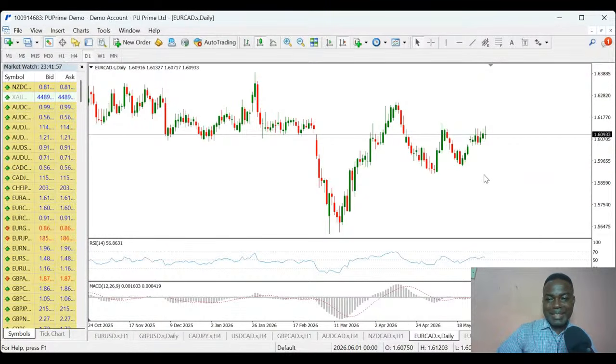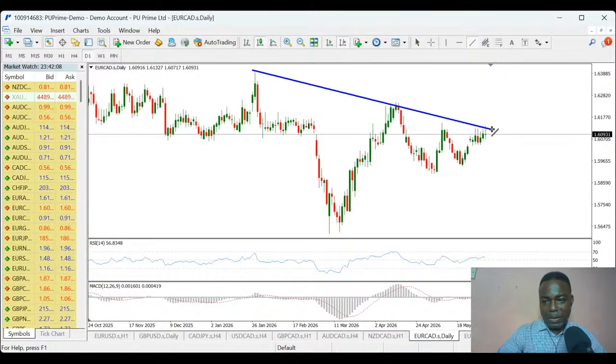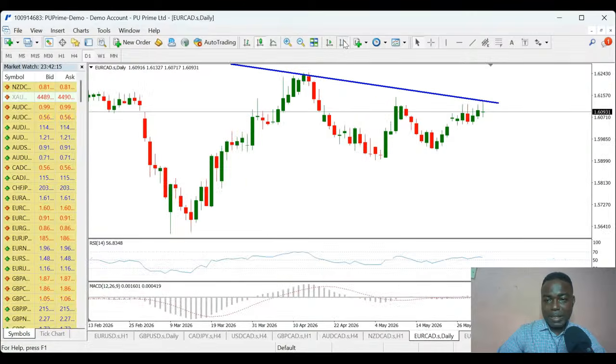The Euro card is the next one I'm looking at, and this is the Euro card on the daily time frame. On one angle, just like the others, we have a descending trend line, and the current daily candle is forming a rejection candle, a doji. And you can see in the last couple of days, price has been ranging, closing as rejection candles. All this at the lower, descending trend line is an indication of a potential bearish movement.